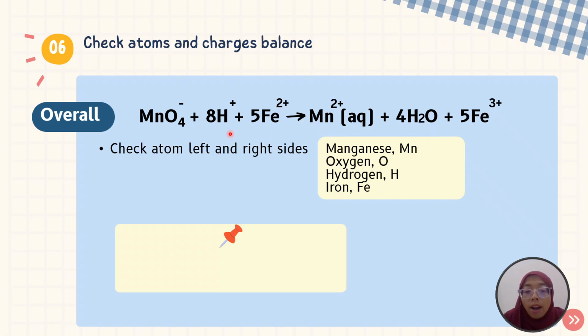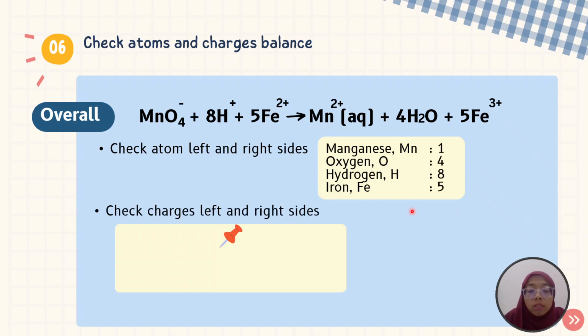Next, for hydrogen. Hydrogen is 8 on the left side. On the right side, the stoichiometry times the subscript, 4 times 2, is 8 for hydrogen. So 8 hydrogen on the left and right side. And then for iron, here is 5 iron atoms on the left side. The right side also has 5 iron atoms.